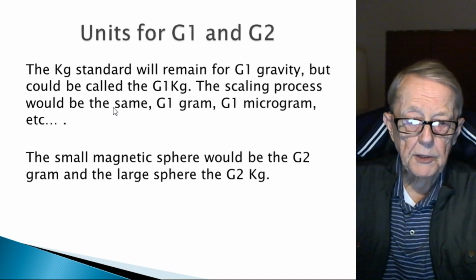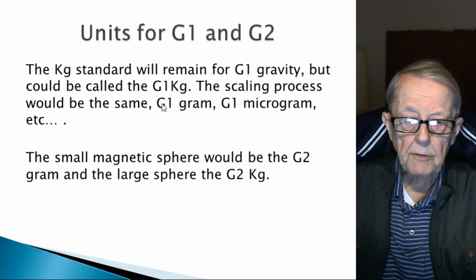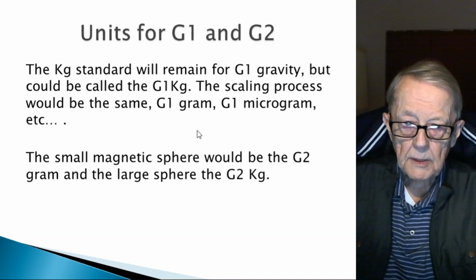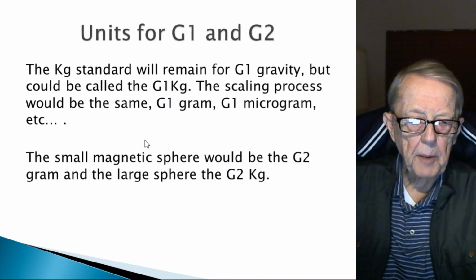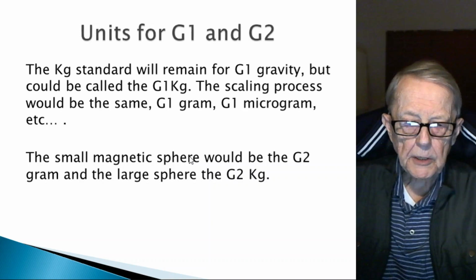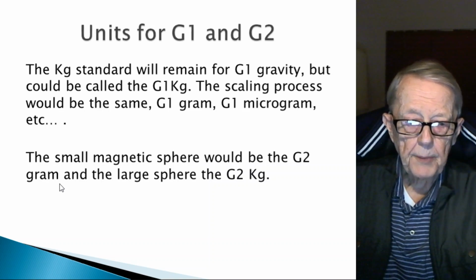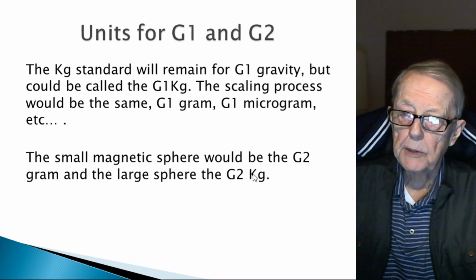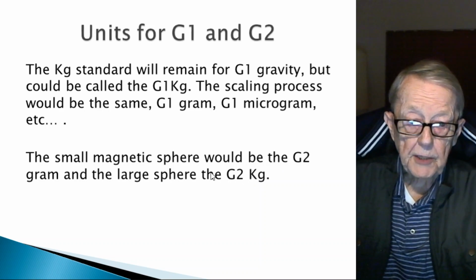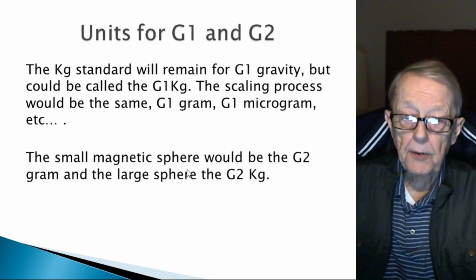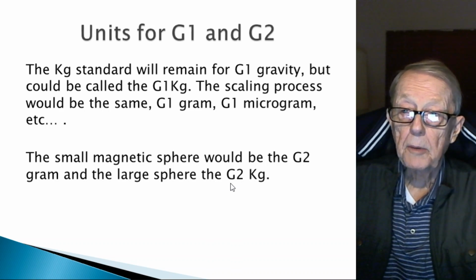The scaling process would be the same. You still have G1 grams, you have G1 micrograms. So you could have really a basic element called G1 gram. The small magnetic sphere would be a G2 gram, and the large sphere a G2 kilogram. That's why I said it was a ratio of 1,000 to 1. So you could say that we have a G2 gram standard or G2 kilogram standard, or both, because you've got to define both small and large magnets.